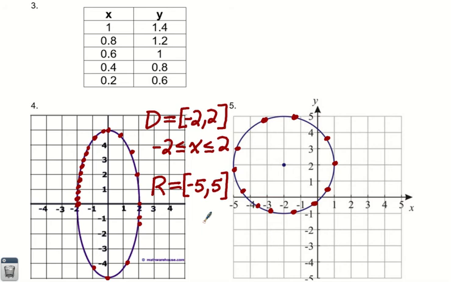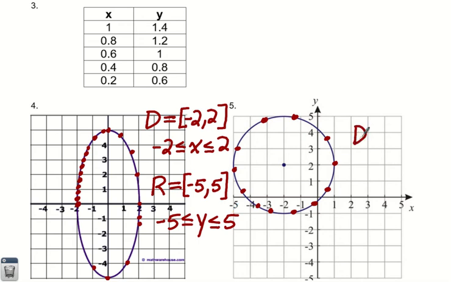and that's an interval from -5 to 5 and everything in between. In other words, my y values, -5 is less than or equal to y, which is less than or equal to 5. That means everything in between -5 and 5. Pause the video and see if you can do number 5 here, this next one for the circle.